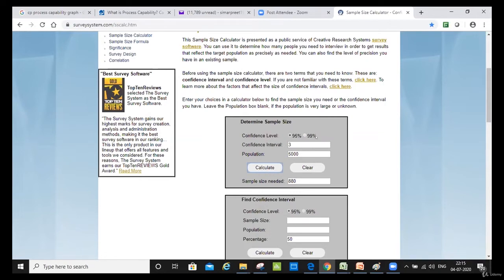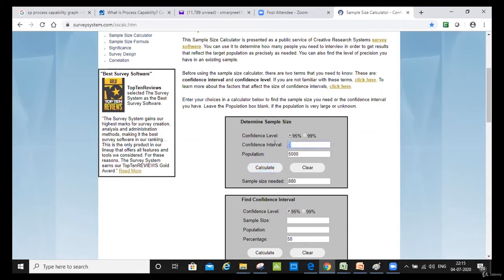Now, let me ask you a question. If I put 99 here instead of 95, will my sample size increase or decrease? What do you think? It will increase. Decrease. It will increase. Are we all sure? Okay, let's do that. Yes, because now I have given a condition that I want to be more confident than I was earlier against the population that I have.